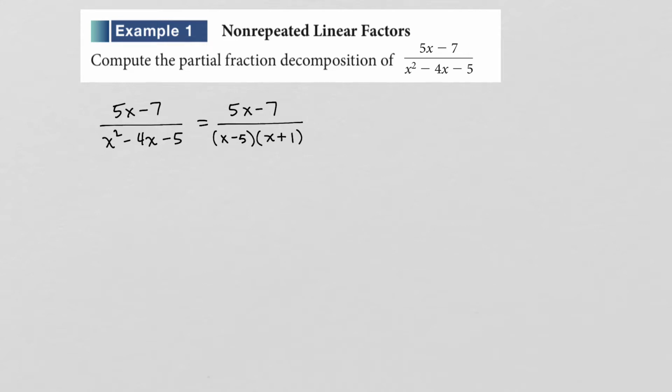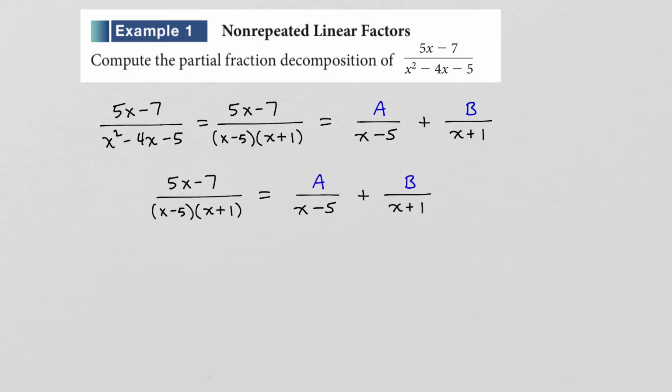And now we know that we can set up the partial fraction decomposition here to have the sum of 2 fractions, where the first fraction will have the factor of x minus 5 in the denominator, and the second one will have the factor x plus 1 in the denominator. And we don't know what the numerators are going to be, but we do know that they're going to be numbers. We just don't know what those numbers are. So I'm going to call the first one a and the second one b. So now let's go ahead and take this equation and solve for a and b.